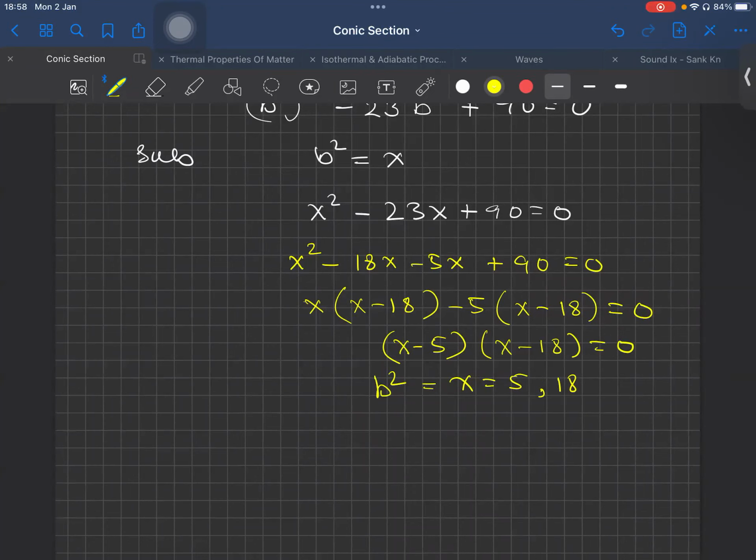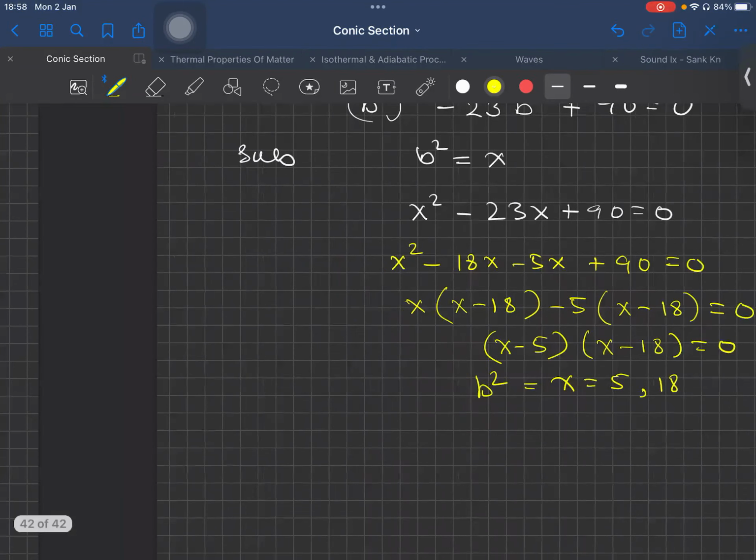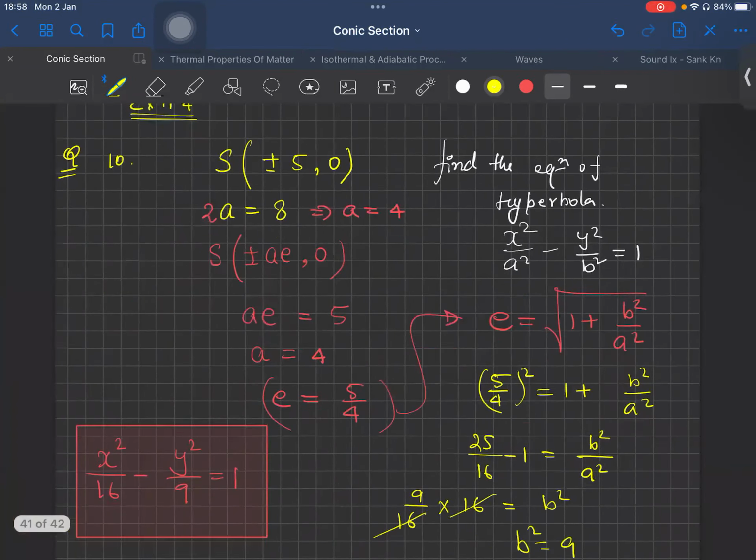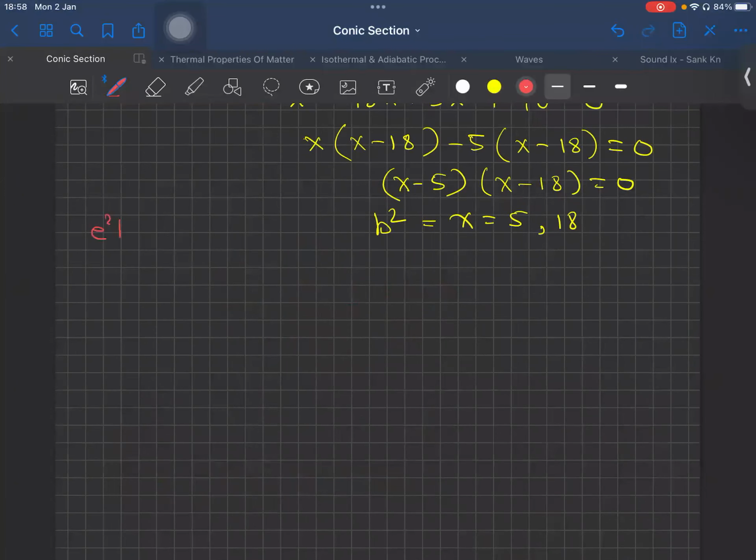So what will be the value of a square? See, from here, what we have got? This equation: e square into b square is equal to b square plus a square. e square into b square is equal to a square plus b square. Now we have got this is equal to 10, right? So a square plus b square is equal to 10. We know this, isn't it? And b square we are getting 5. So a square, how much a square will be? Plus 5 is equal to 10. So a square will be 5.